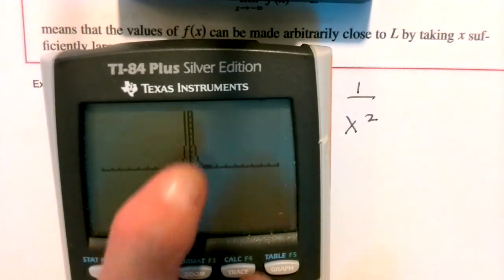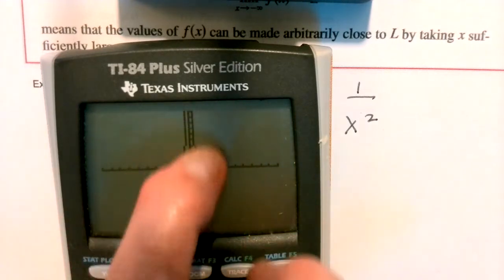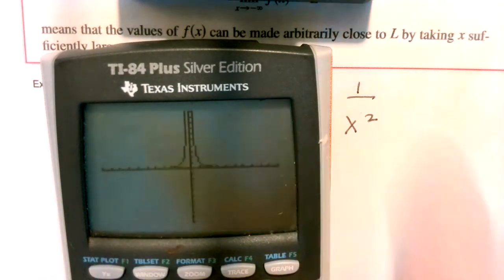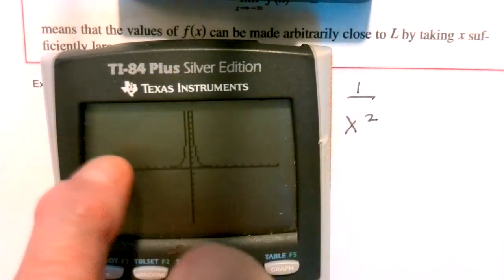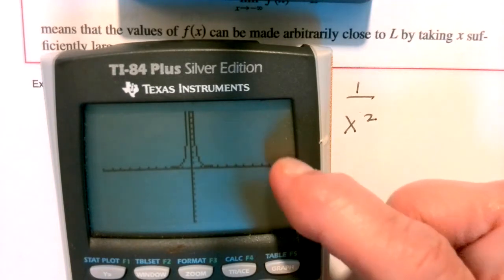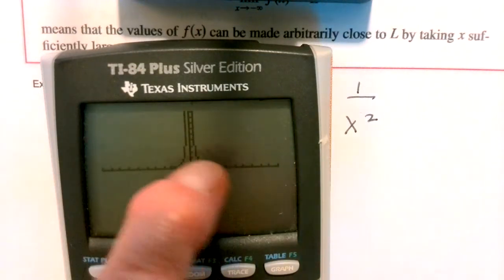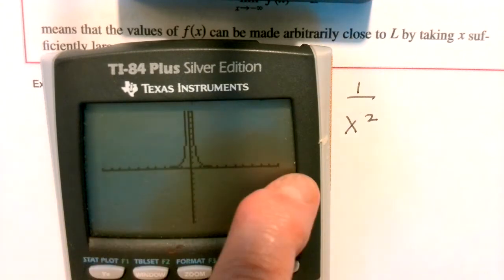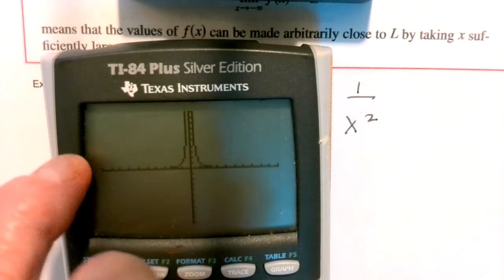We see that it looks like this. It has a vertical asymptote right there. That vertical asymptote is at x equals 0 because the denominator cannot be 0. But look at what's happening over here and over here. These are both horizontal asymptotes. So this one is as x goes to infinity. And this one is as x goes to negative infinity because we're going out this way. We're going out in the positive direction and going out, out, out. This way, we're going out in the negative direction, going out, out, out.